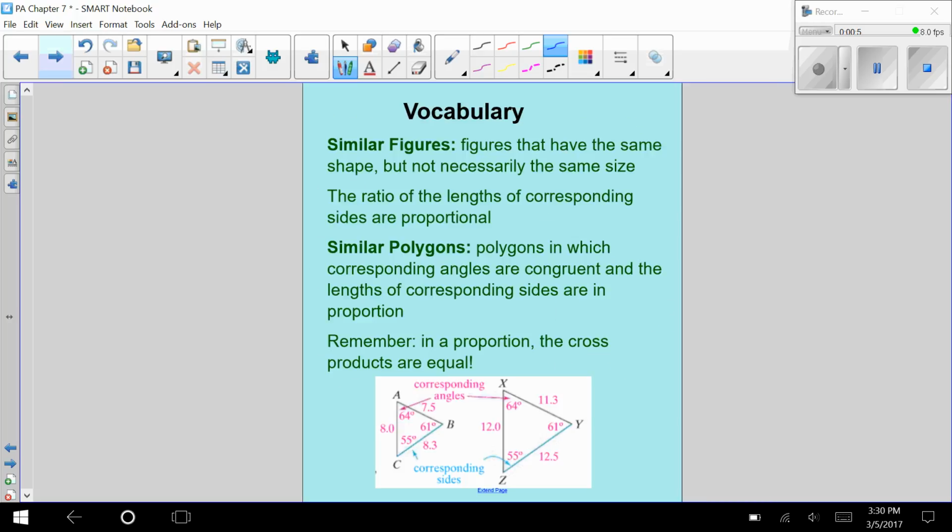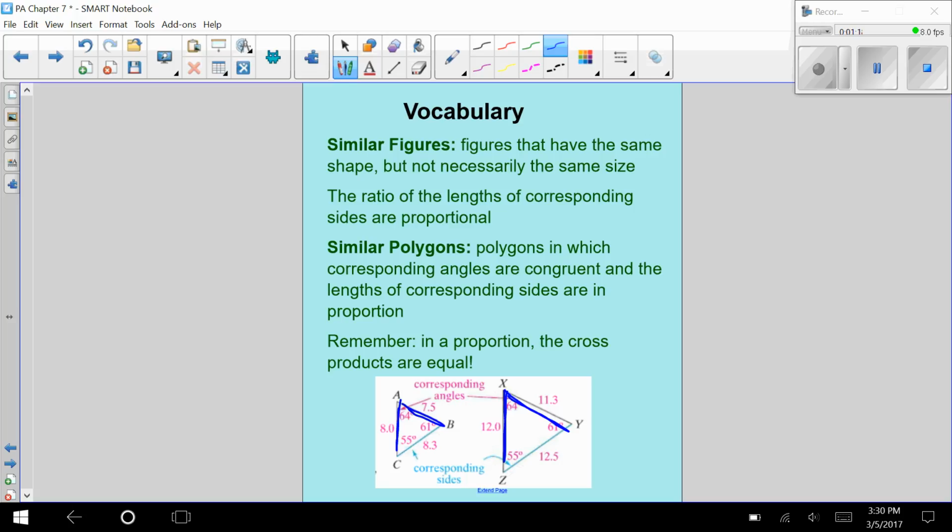Our new vocabulary words. Similar figures are figures that have the same shape, but not necessarily the same size. In similar figures, the ratio of the lengths of corresponding sides are proportional. So that means if I were to take AC over XY, that ratio would be the same as 7.5 over 11.3.